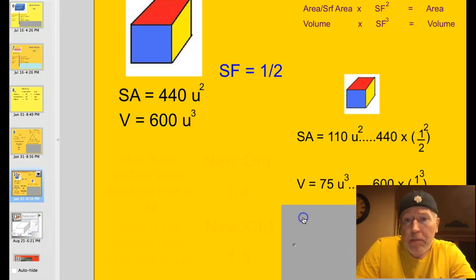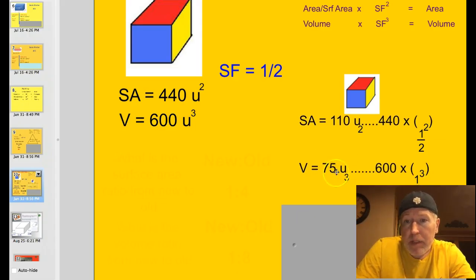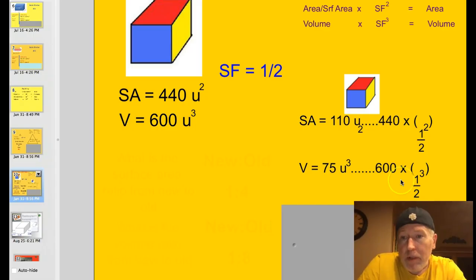The volume was, I'm going to have to slide it just a little bit. The volume was 600 units times 1/2 cubed, the scale factor cubed. Well, that's really 600 times 1/2 times 1/2 times 1/2, or 600 times 1/8, which is really 600 divided by 8. It's 75 units cubed.